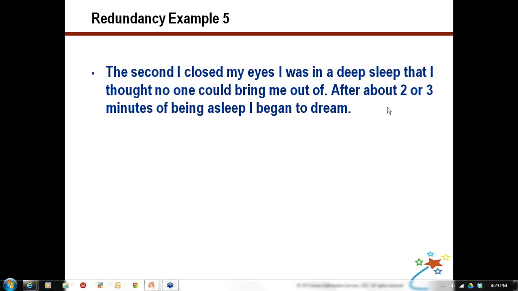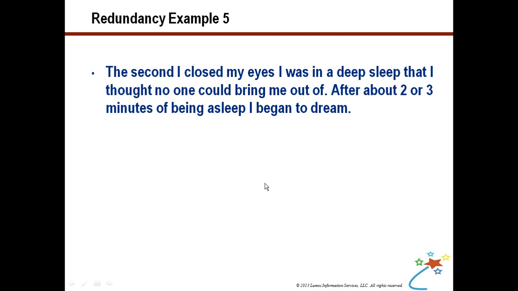The second I close my eyes, that probably should be a period there. Next sentence, I was in a deep sleep that I thought no one could bring me out of. After about 2, I began to dream. I'm not sure the sentence would make sense. I closed my eyes. You could say and was in a deep sleep, I guess, and thought no one could bring me out of it. After about 2 or 3 minutes being asleep, you'd need that last I began to dream. So I think you could substitute the word and for a couple of the I's in the middle there, but that's all I could think of, really.